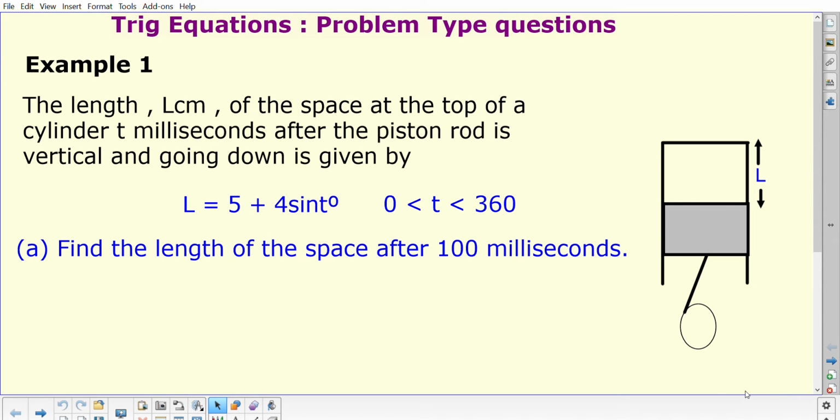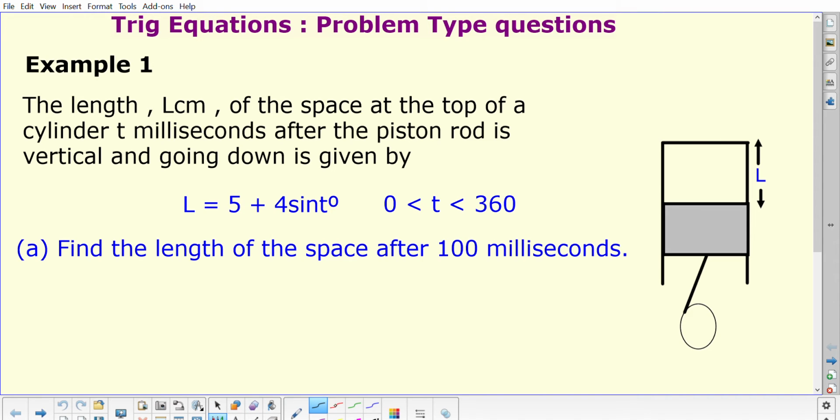So now what we're going to look at is applying skills of solving trigonometry equations within a practical context. So this question here, for example, there's this formula that has been given to work out the length of the space at the top of a cylinder, where you've got this piston rod vertically going down. So the L is this gap in here, or the length. So what you're asked to do using this formula is find the length of the space after 100 milliseconds.